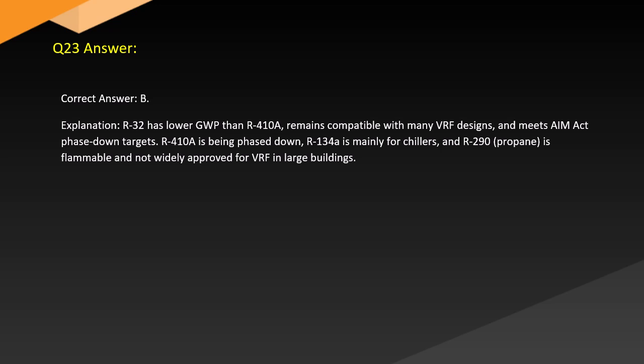Answer. Correct answer: B. Explanation. R32 is lower GWP than R410A and remains compatible with many RTU designs and meets AIM Act phase-down targets. R410A is being phased down, R134a is mainly for chillers, and R290 propane is flammable and not widely approved for RTUs in large buildings.